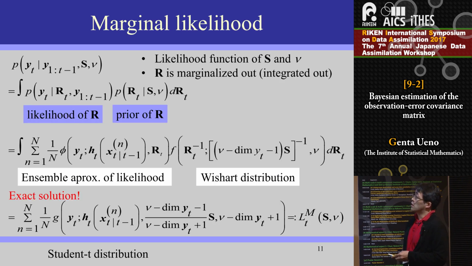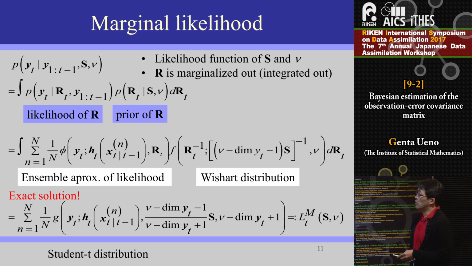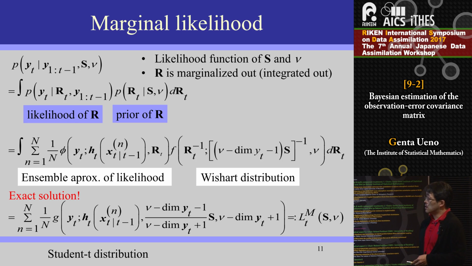The marginal likelihood is the likelihood function of the parameters of the prior distribution. It is obtained by marginalizing out the R, like this. In this formulation, the ensemble approximation of the likelihood is written like this, and the Wishart distribution appears here. And in this formulation, the integral has an exact solution that becomes like this. So I use this marginal likelihood to estimate the optimal parameters for the prior distribution of RT.